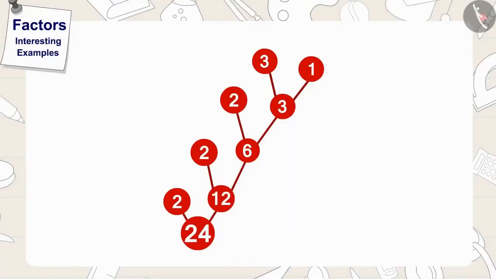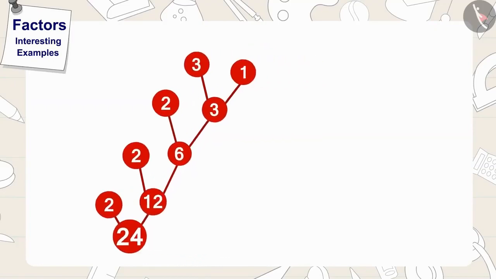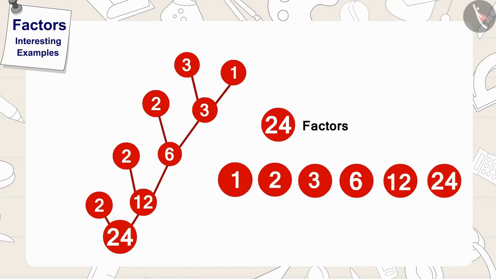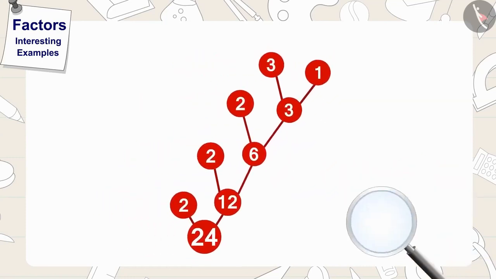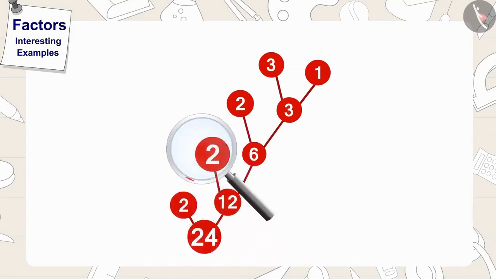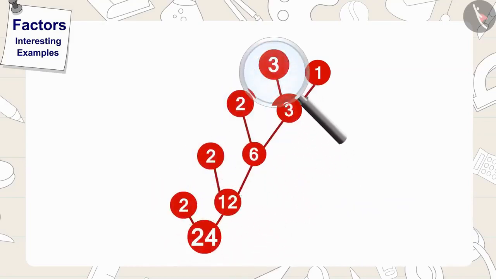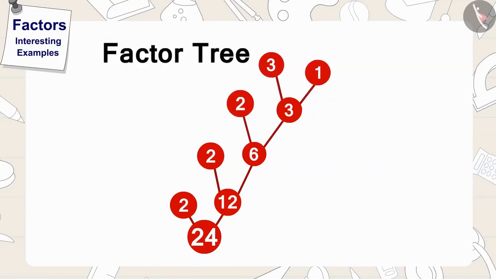Children, do you see anything special in Golu's portrait? Yes, all the factors of 24 are seen in Golu's picture. Such a picture, in which we show all the factors of a number by writing them, is called a factor tree.